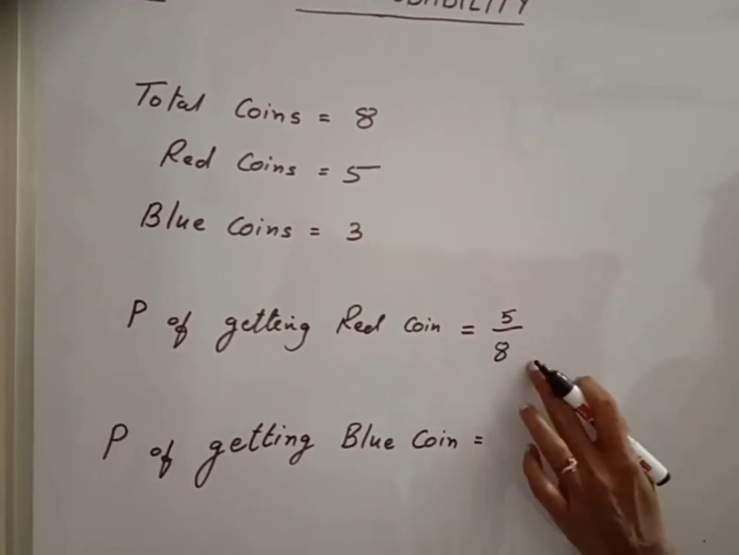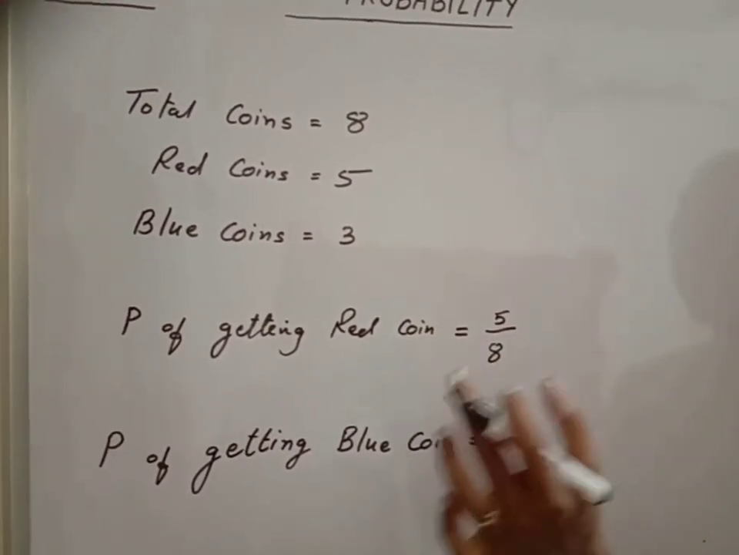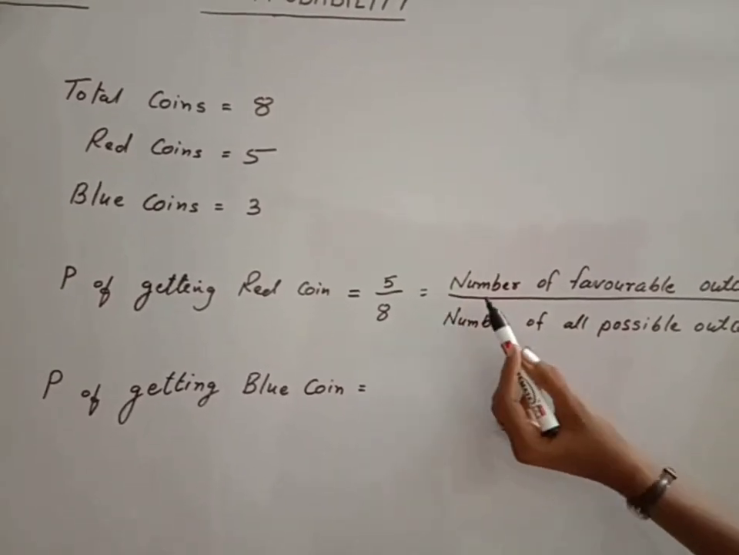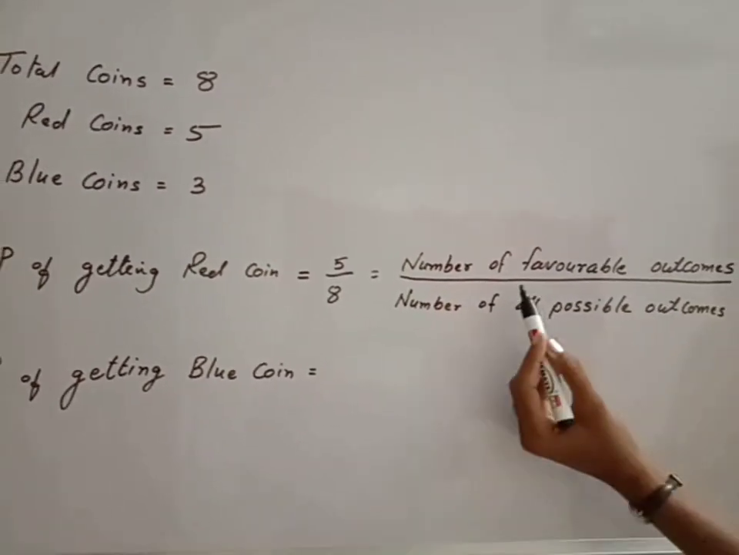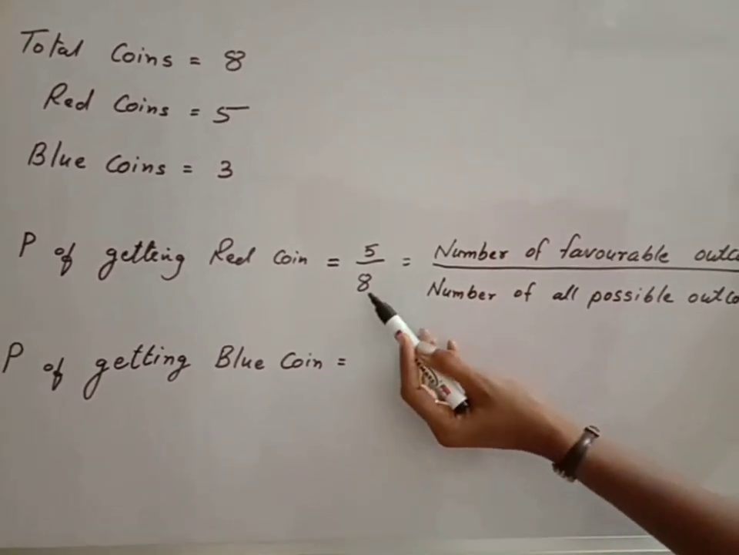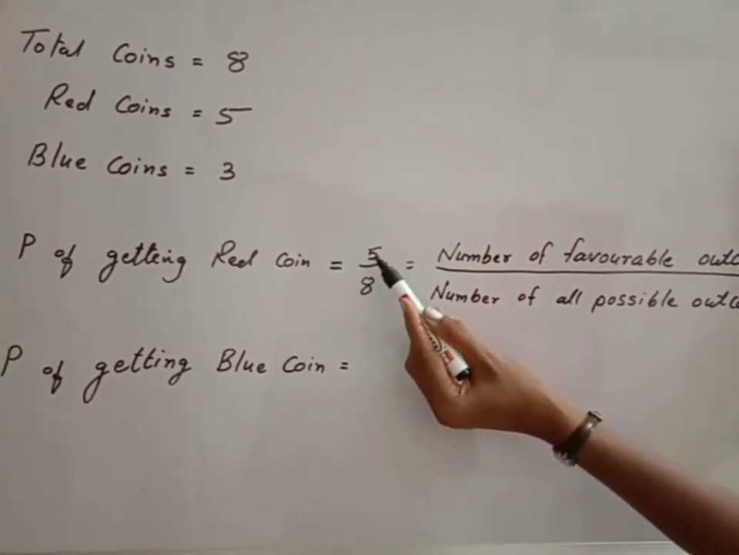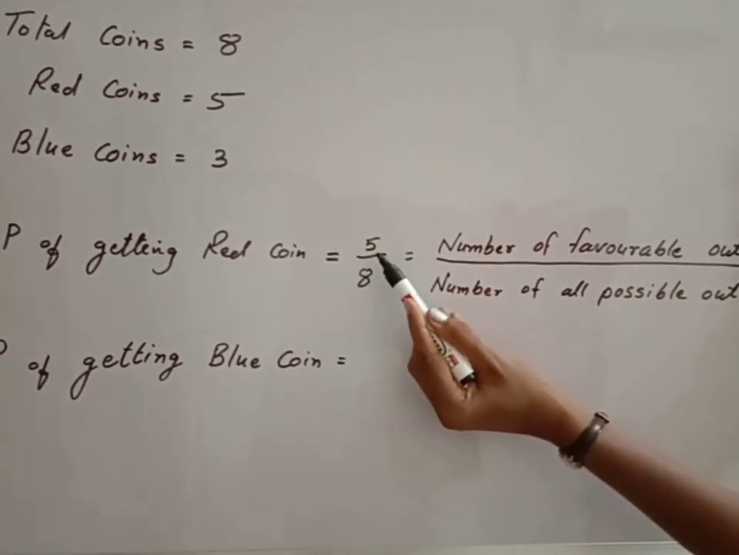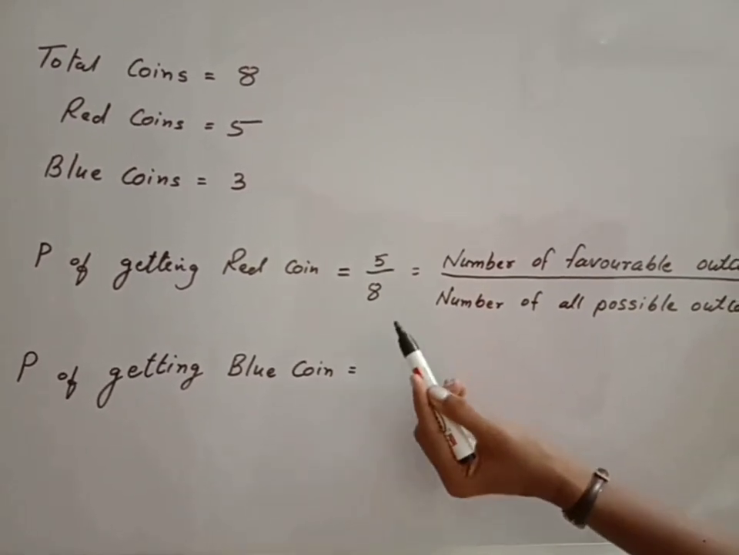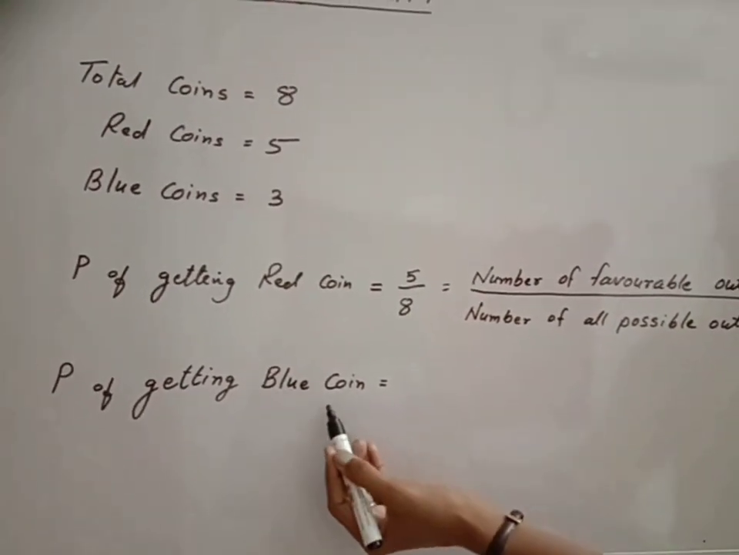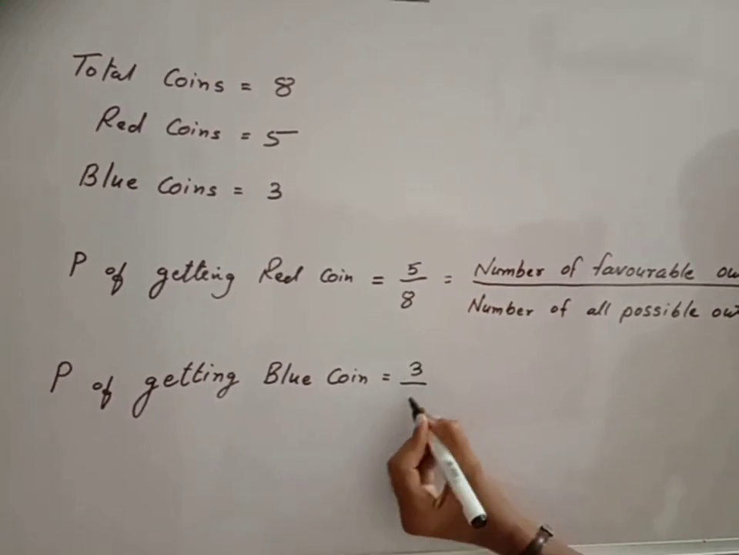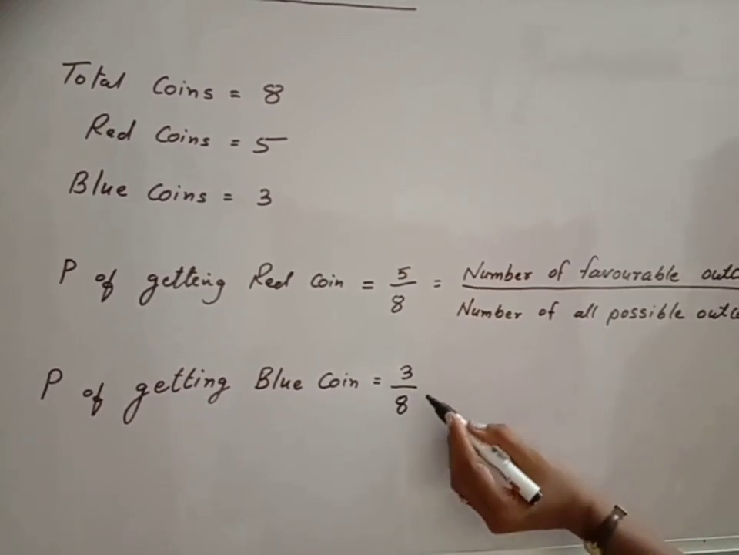So we say that for finding the probability, the formula is: probability equal to number of favorable outcomes divided by number of all possible outcomes. Here total is 8 and the favorable, that is red color coin, are 5. So probability of getting red coin is 5 by 8. Now suppose the question is: what is the probability of a blue coin? Number of blue coins are 3 and the total number of coins are 8. So the answer is 3 by 8.